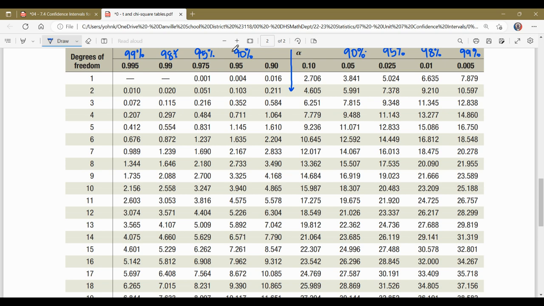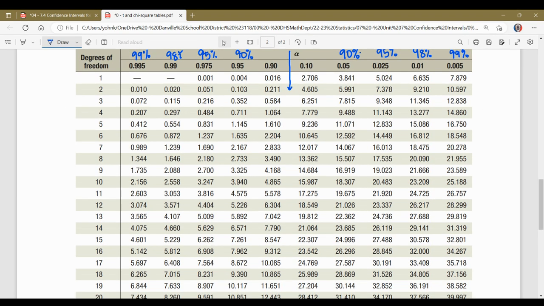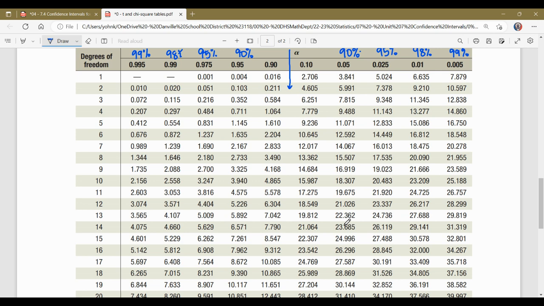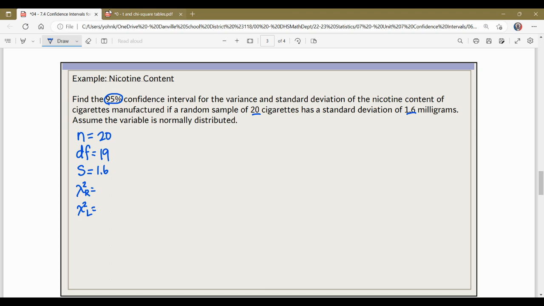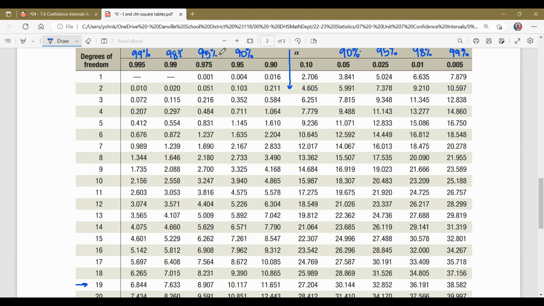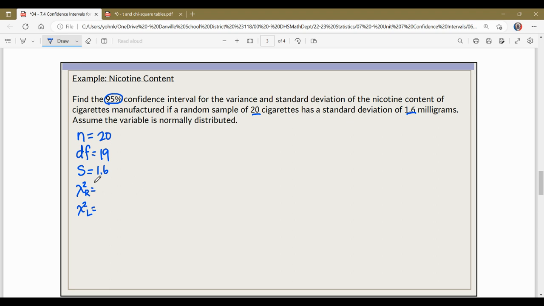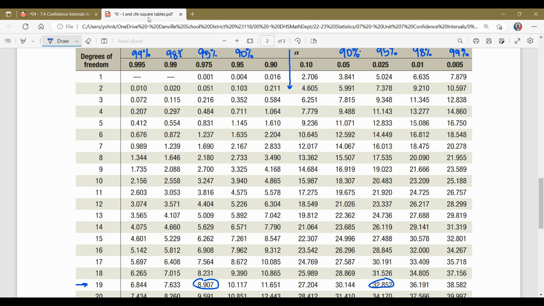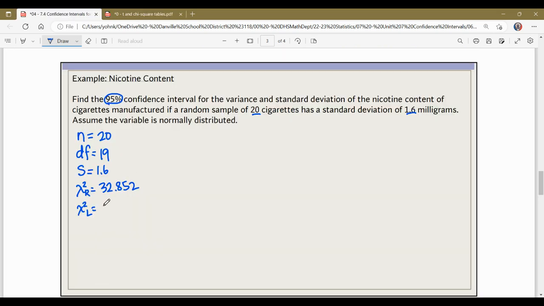All right, so if we make this just a tiny bit smaller. There we go. So here we have degree of freedom of 19, and I'm looking for 95%. So I got 95% here. That's 8.907. And then I got 95% here. That's 32.852. So I say my chi-square right is 32.852. And my chi-square left was 8.907.